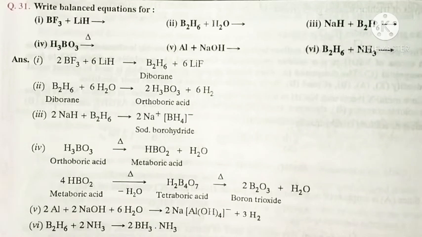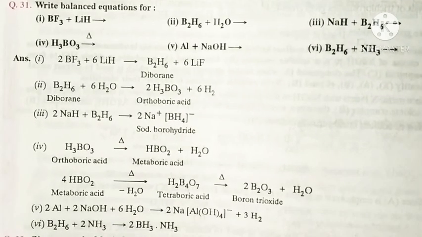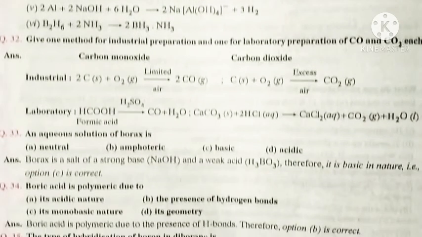So aluminium when it reacts with NaOH is converted into sodium tetrahydroxoaluminate and hydrogen is liberated. And diborane when it reacts with ammonia is converted into BH3·NH3, and there is a coordinate bond between BH3 and NH3.